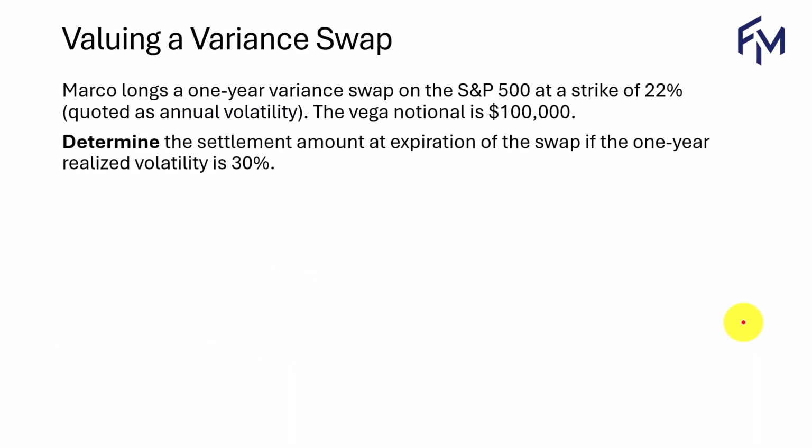Now, another question that you need to be able to do is, let's say at expiration. Now let's say 1 year later, the swap has expired, and on that very day, we measure the 1-year realized volatility as 30%. We will use this to calculate the settlement amount. The payoff, or the settlement amount, will be the variance notional multiplied by the variance based on the 1-year historical volatility, minus the strike squared.